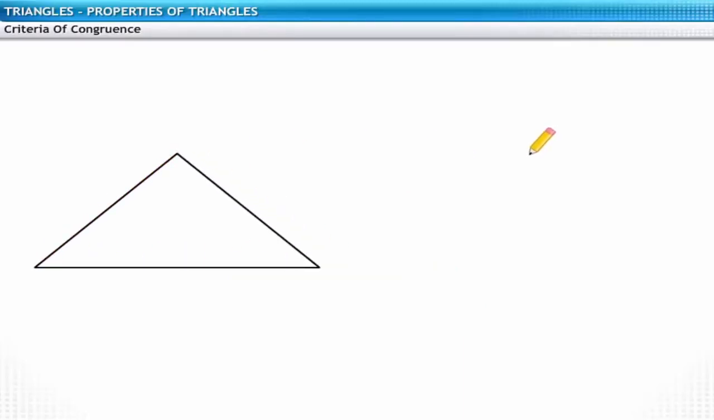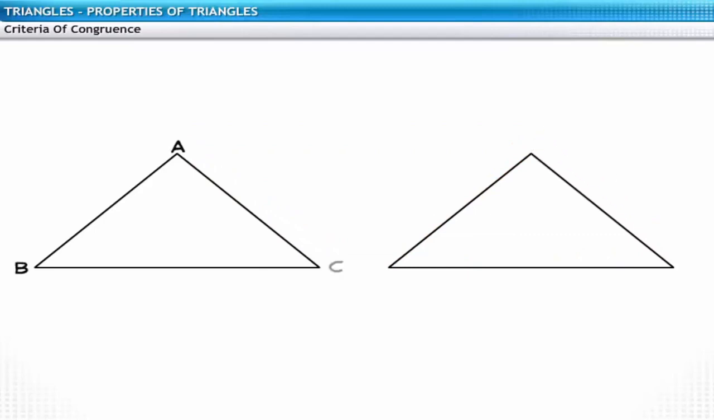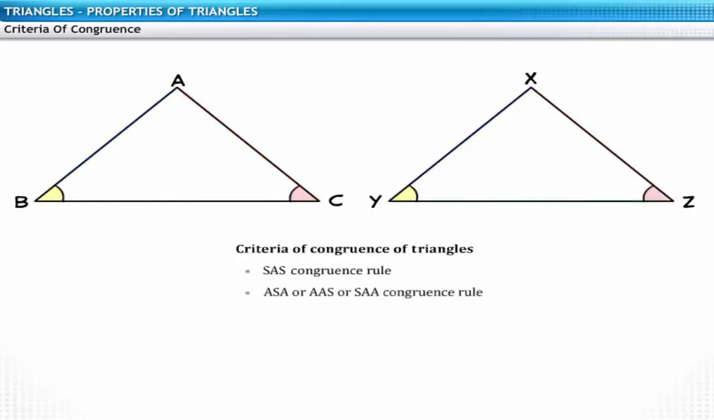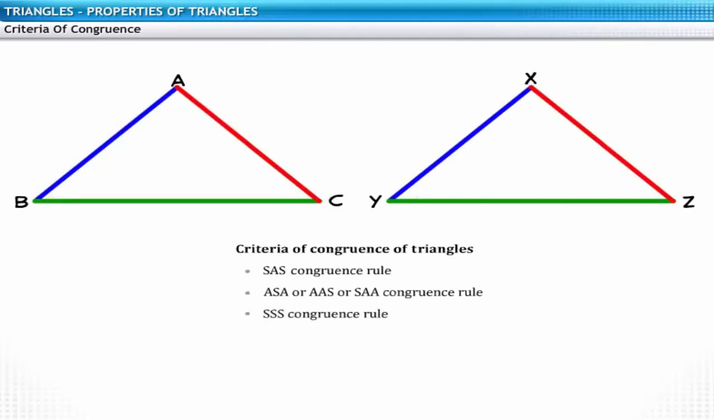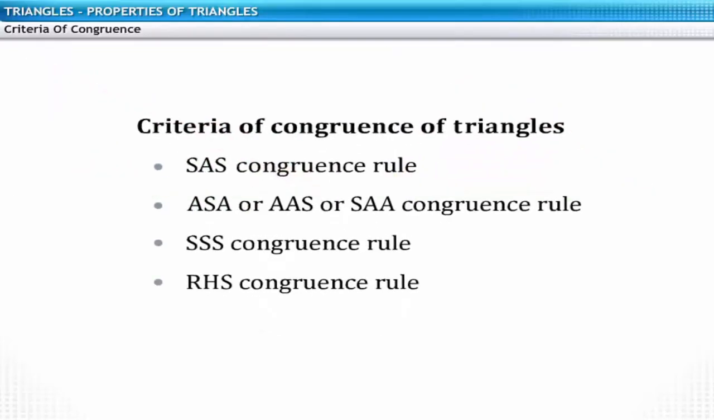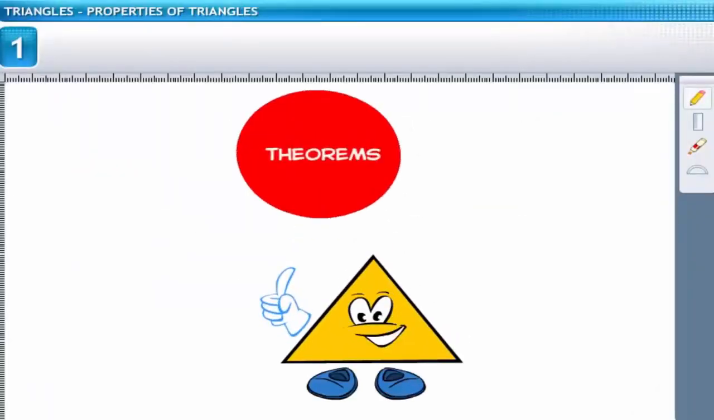Consider two triangles. For these triangles to be congruent, the sides and the angles of one triangle must be equal to the corresponding sides and angles of the other. Congruency of triangles can be proved using the four criteria of congruence: SAS congruence rule, ASA or AAS or SAA congruence rule, SSS congruence rule, and RHS congruence rule. Using some of these criteria, we will prove two important theorems of an isosceles triangle.